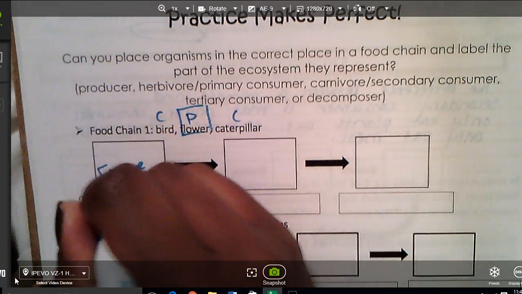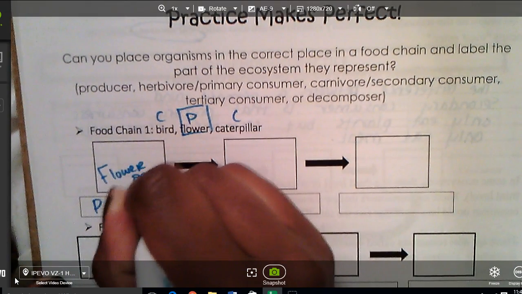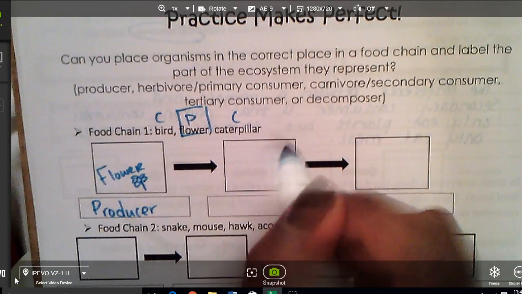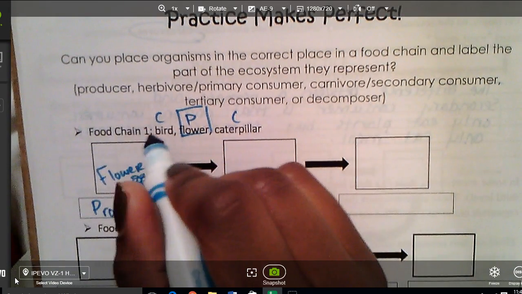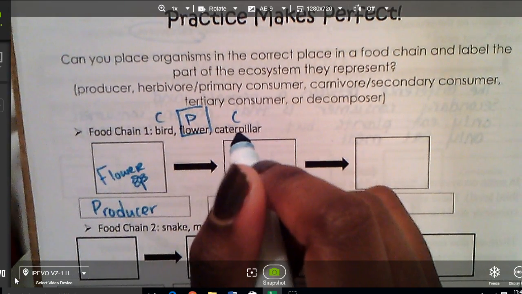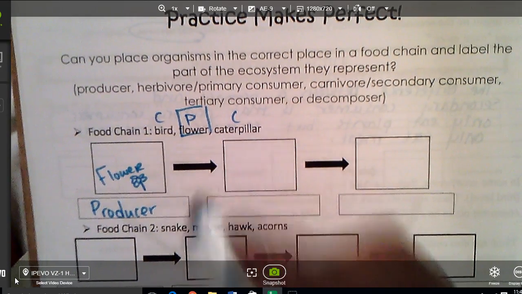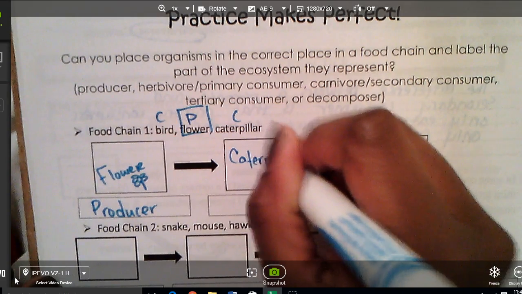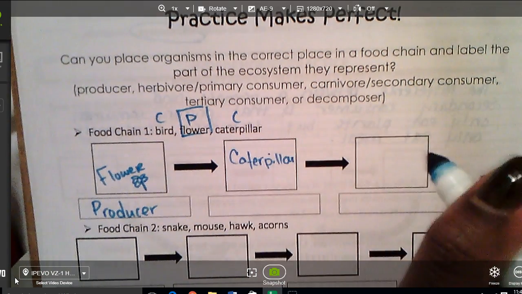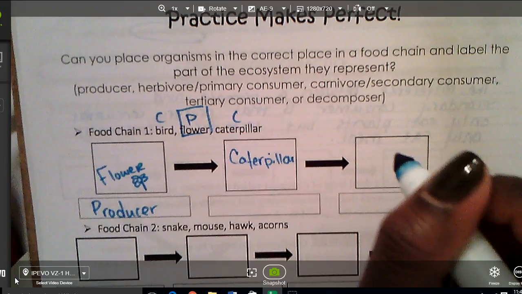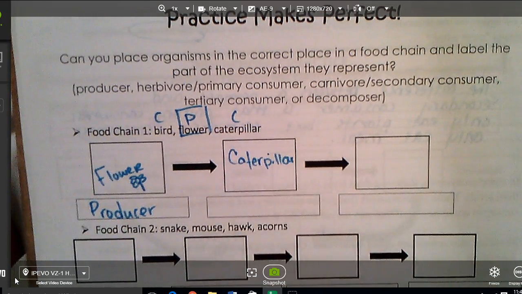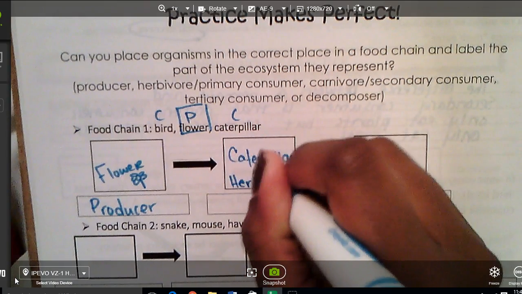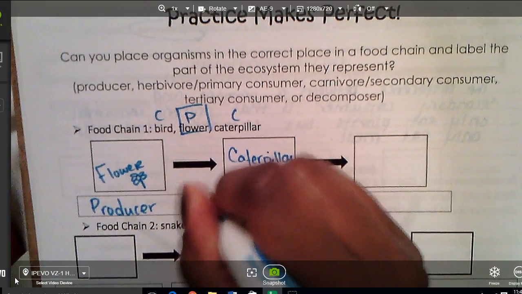So this is gonna be our producer. Next organism we need to think, what is the flower gonna give energy to, or what is gonna eat the flower? Is it gonna be the bird or the caterpillar? What logically makes sense is the caterpillar. So if this is an organism that eats plants, we know that it is not just a consumer, but it is an herbivore or primary consumer.